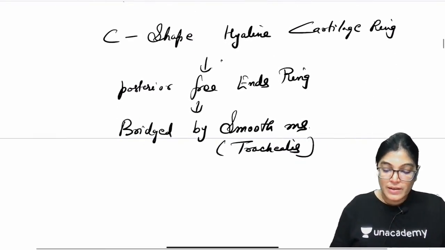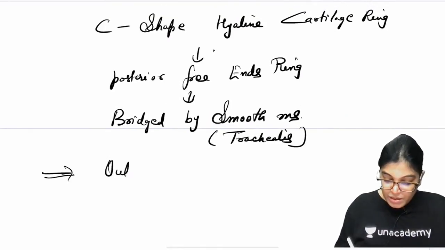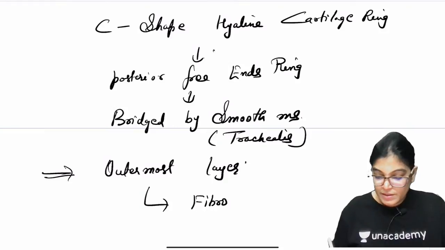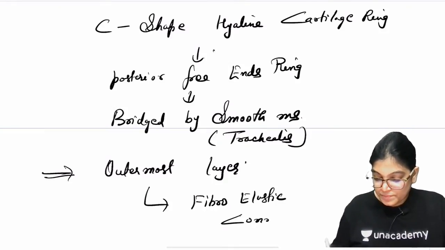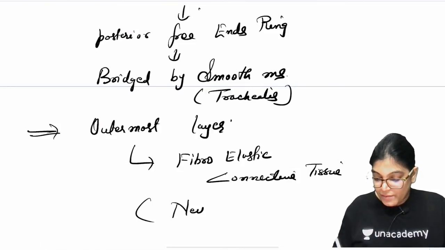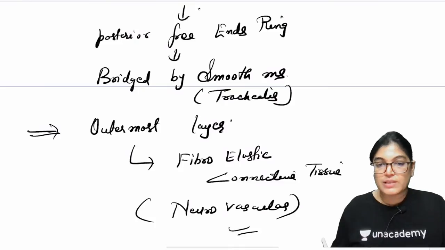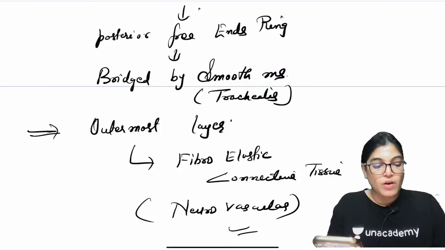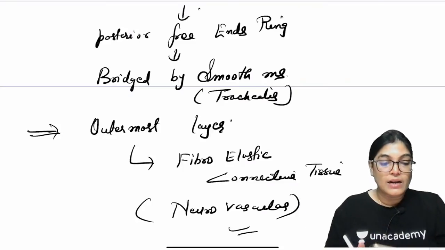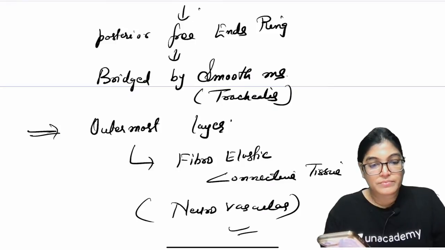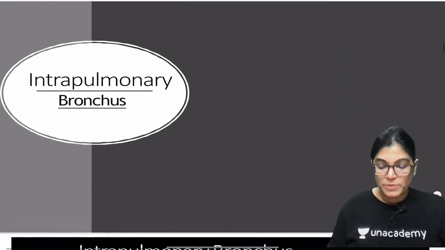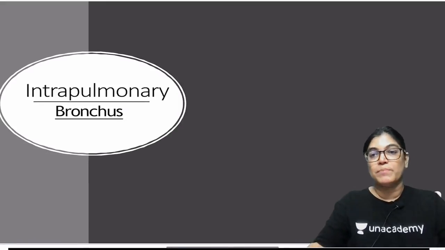Now, what is the outermost layer? The outermost layer will be fibroelastic connective tissue, which will also contain neurovascular structures. So these are all the points of the slides of trachea. So yes, we have done with the two important slides in the respiratory tract, epiglottis. We have finished with the epiglottis, and we have finished with that of the trachea. Next important slide which I want to describe is intrapulmonary bronchus.